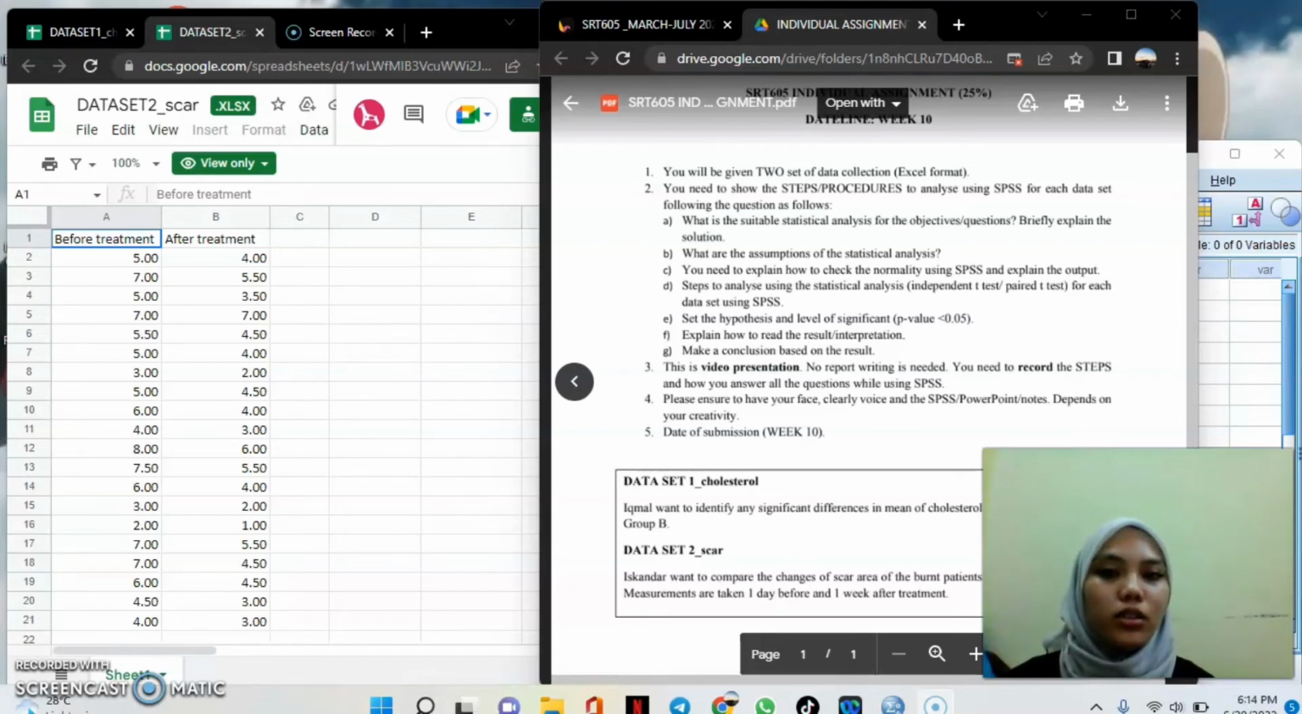Briefly explain the solution. The solution is: dependent variable is scar area of burn patient, and independent variable is measurement before and after treatment. For the observation, it is a dependent sample, so we use a paired t-test, and for the distribution of data, we test normality using Kolmogorov-Smirnov and Shapiro-Wilk.